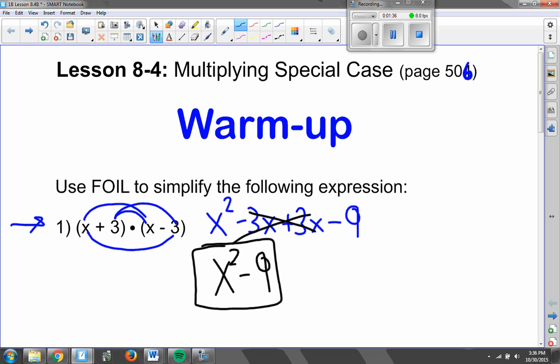All right. Now, I will tell you that that works in all cases where this number here is the same as that number there, but the signs are different. Different signs, all right? And that's what our rule for today says.